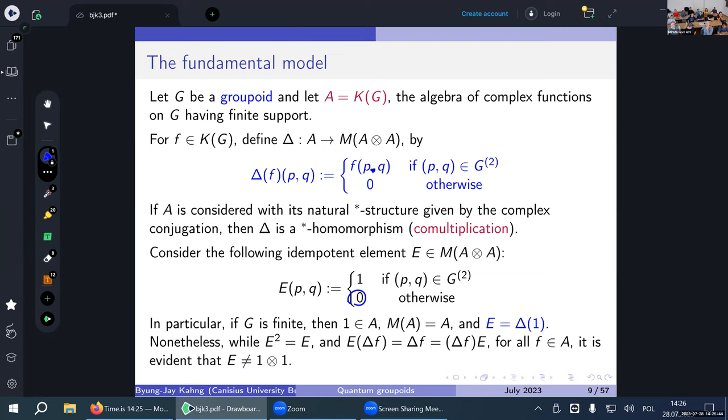So I have a problem with this map to multipliers of A tensor A, because classically this multiplication must go to some balanced tensor product. Yes. So you are doing something non-natural. You are cutting out this.